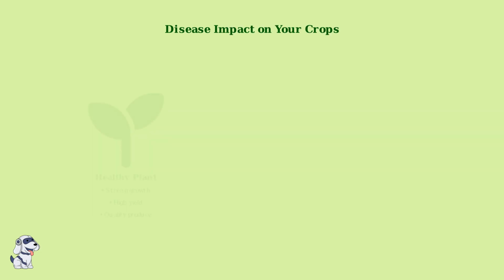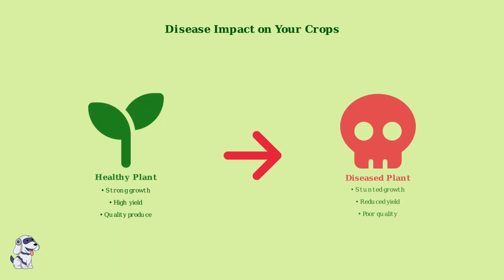The impact of diseases on cucurbit crops can be devastating. Healthy plants produce strong growth and high-quality yields, but diseased plants suffer from stunted growth, reduced harvests, and poor produce quality. Without proper management, diseases can cause up to 50% yield losses, leading to significant economic impacts for growers.